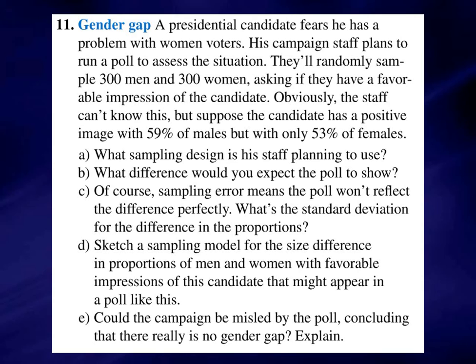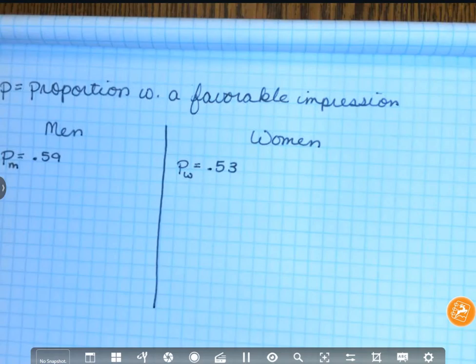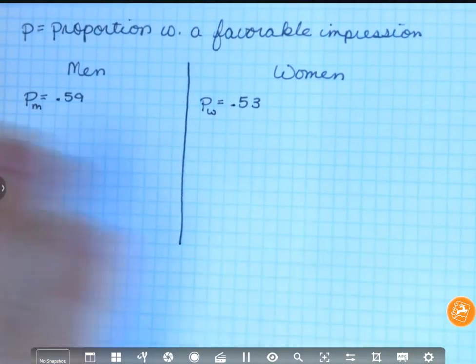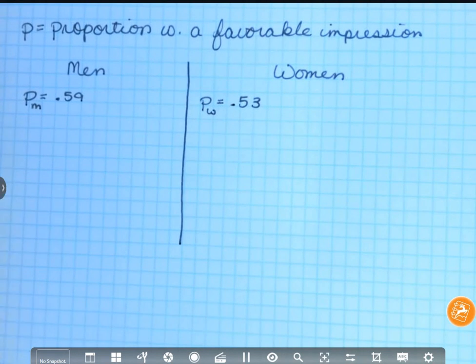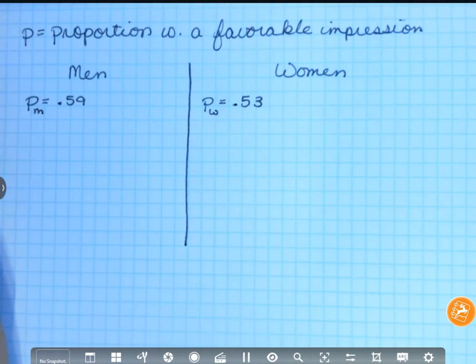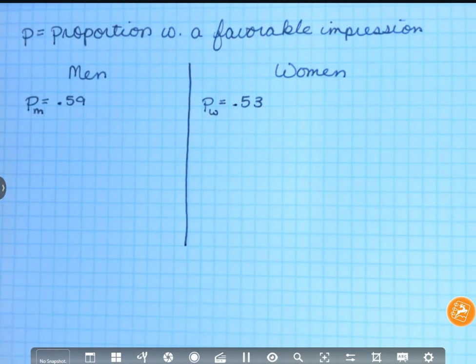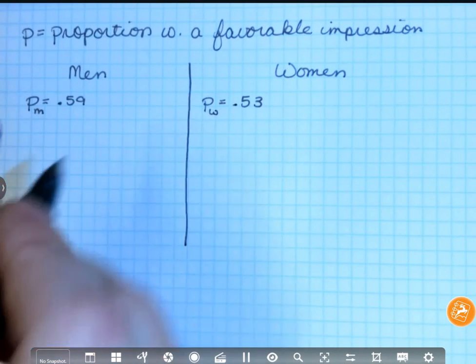Okay, I'm going to show you the way that I would do this in a problem. My P is the proportion with a favorable impression of the candidate. And I have my two groups. I have my men and my women. Why am I saying P's and not P hats? That's the true value. Obviously, you don't know this, but this is the true value. So because that's the true value, I am using P's, not P hats. You got to keep that straight.